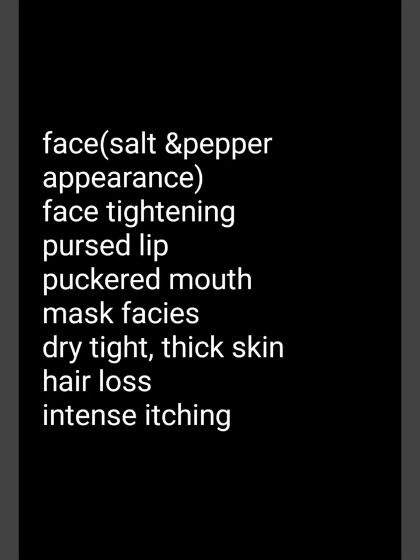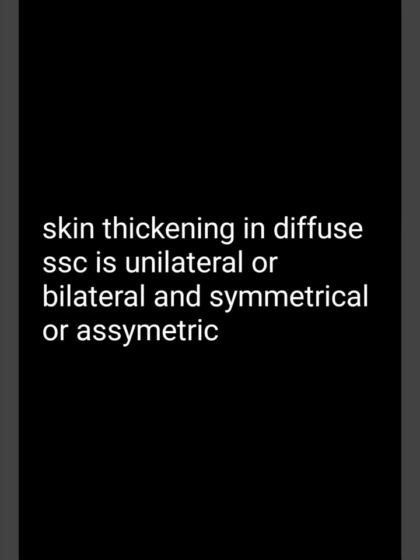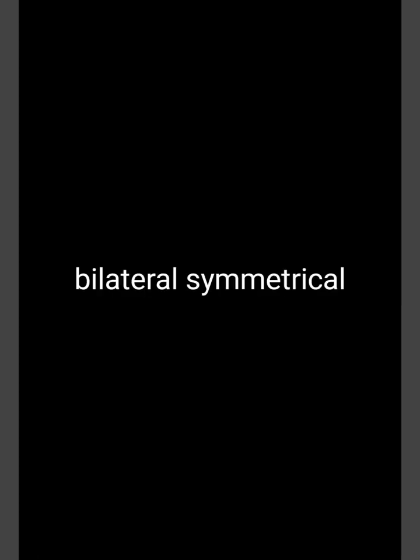Skin manifestation of diffuse SSc. Face: salt and pepper appearance. Face tightening, pursed lip, puckered mouth, mask facies, dry tight thick skin, hair loss, intense itching. Skin thickening in diffuse SSc is unilateral or bilateral, and symmetrical or asymmetric? Bilateral symmetrical.